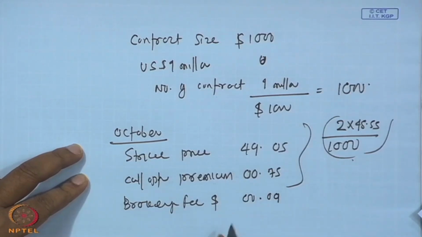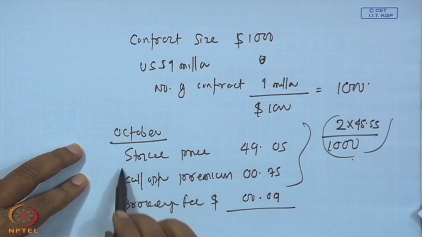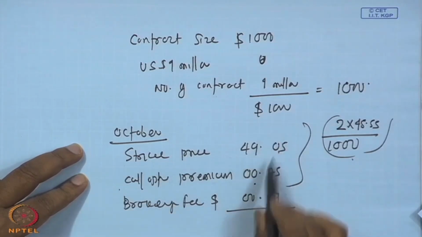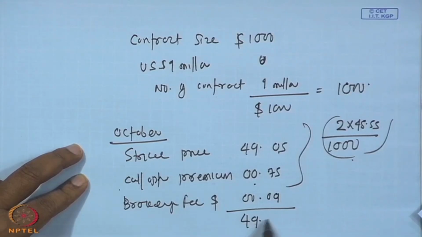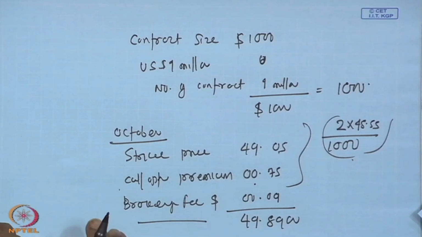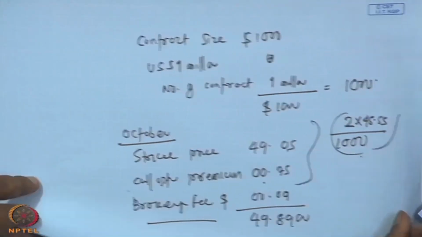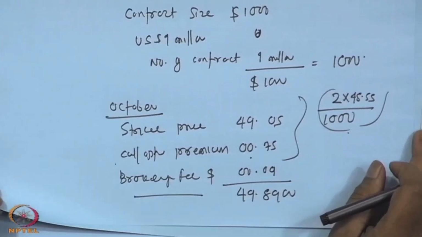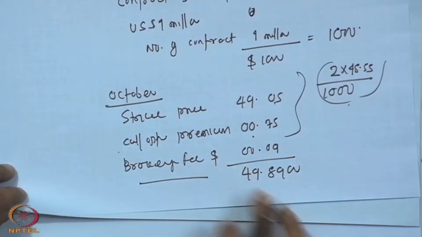0.009. If you add all this, that is the strike price, call option premium and brokerage fee, then you will get 49.89. What is the call option price? The October call option price is 49.89. Suppose you exercise the call option, you have to surrender 49 rupees 89 paisa per dollar, then you will get $1 per dollar.